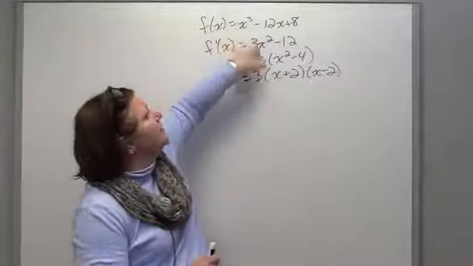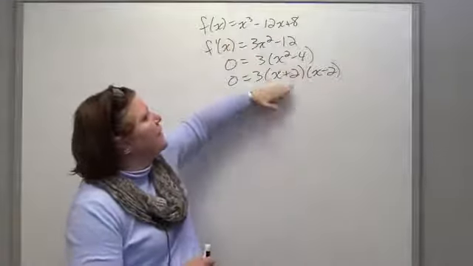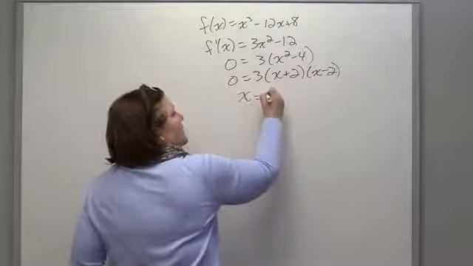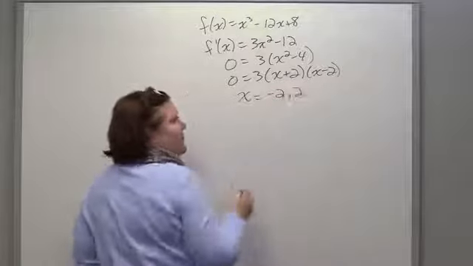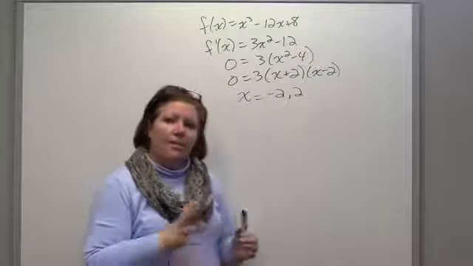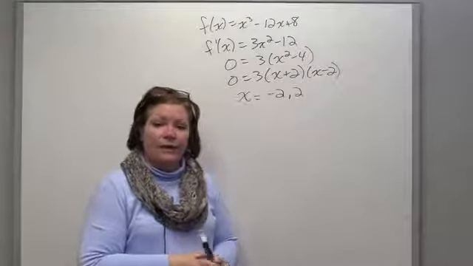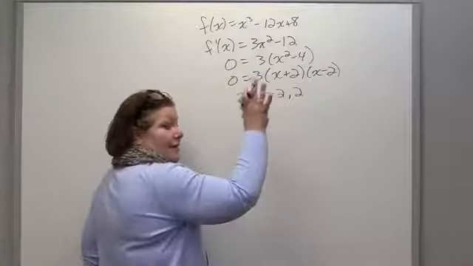That f prime is going to be 3x squared minus 12, and then we factor it, and so we end up having x equals negative 2 and 2 as our critical points, and we want to know whether or not f prime is positive or negative.